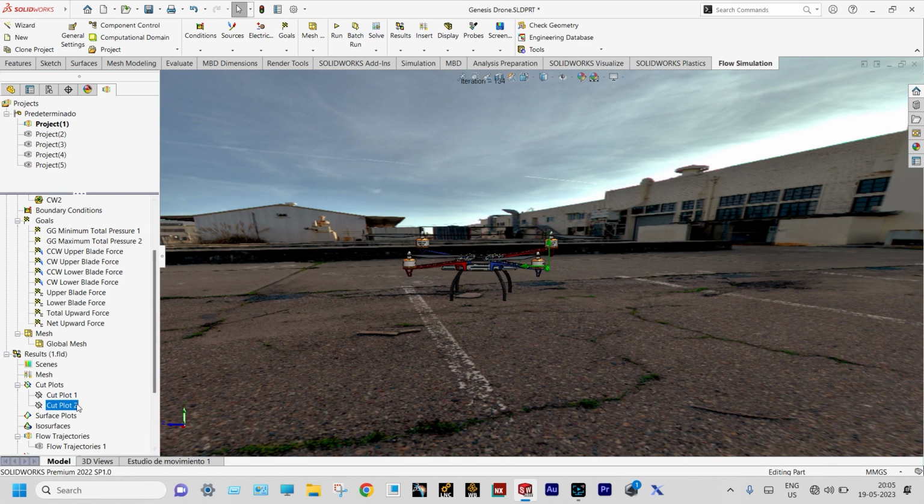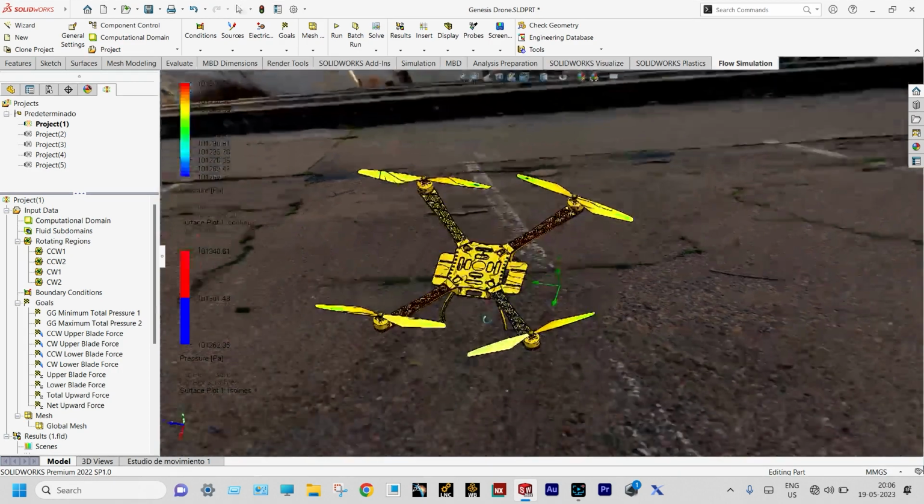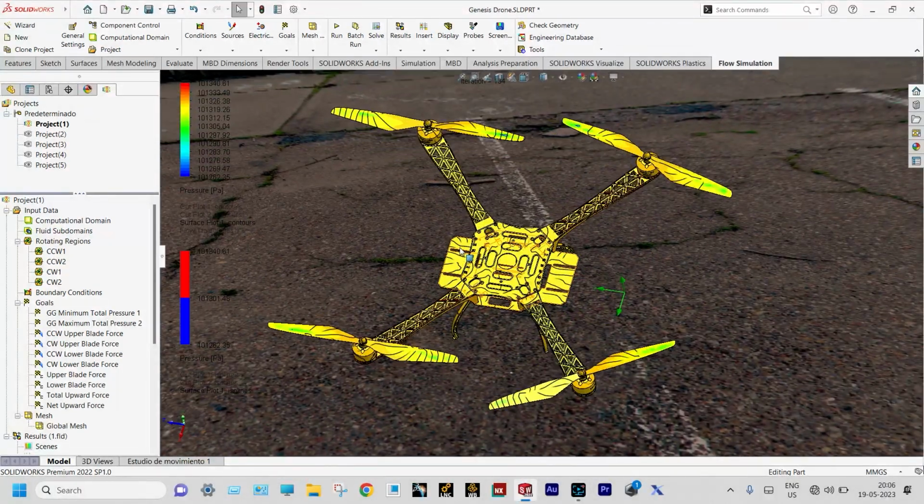Next to that, we want to see surface plots, and we want to see pressure distribution throughout the whole body of this drone. We'll use all faces. We'll see contours of pressure, and at the same time we'll see isolines and streamlines also. Green check. This is the distribution you can see.